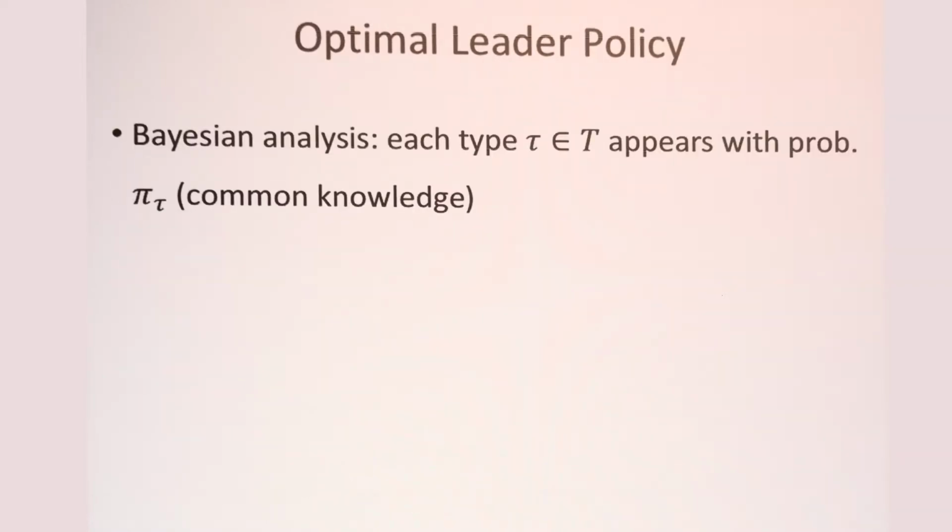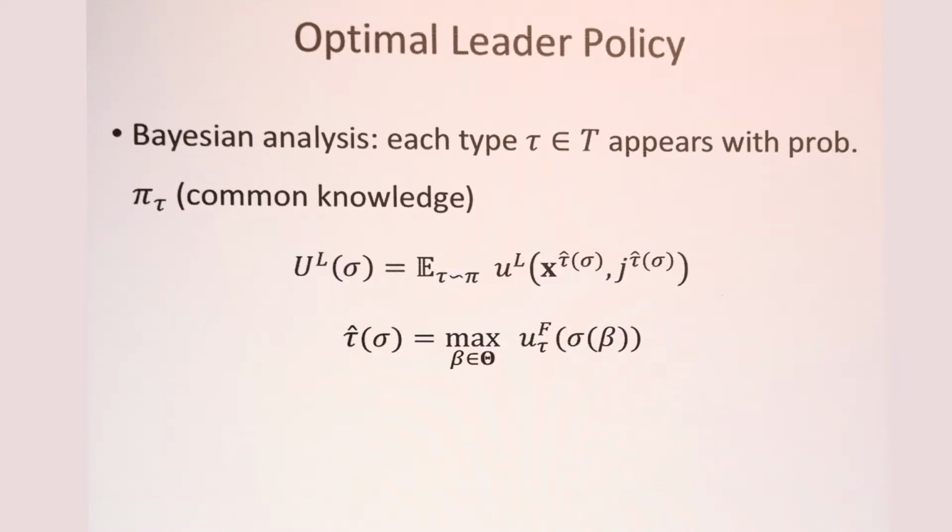Specifically, we consider a Bayesian setting here. The follower's type follows a distribution pi, which is also known to the leader. At a high level, this whole framework can also be viewed as a Stackelberg game on top of a Stackelberg game, in which the leader commits to a leader policy and the follower responds to the leader's policy by imitating a best type. So our goal is to find the optimal leader policy that maximizes the leader's expected utility over the follower types.